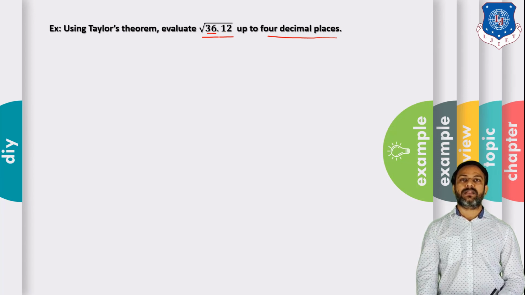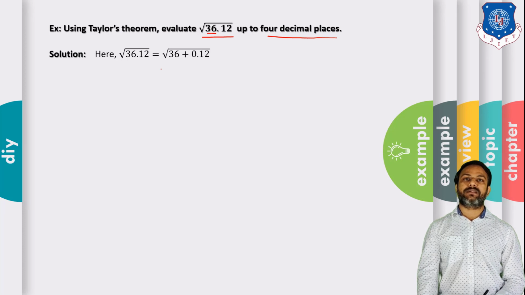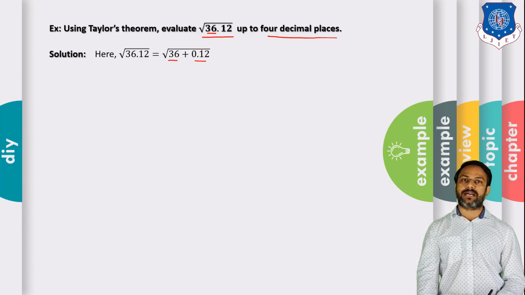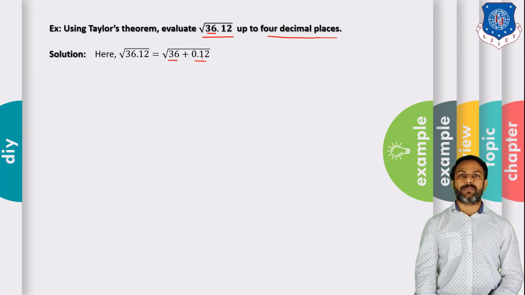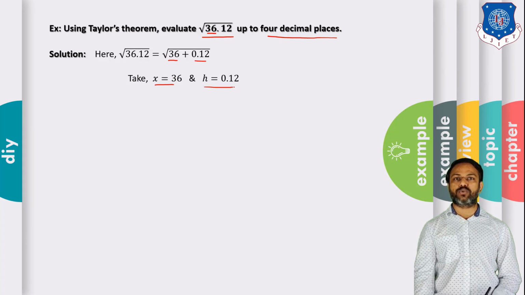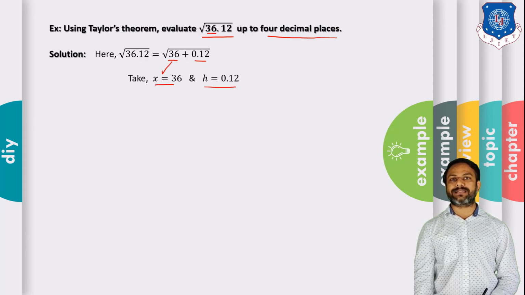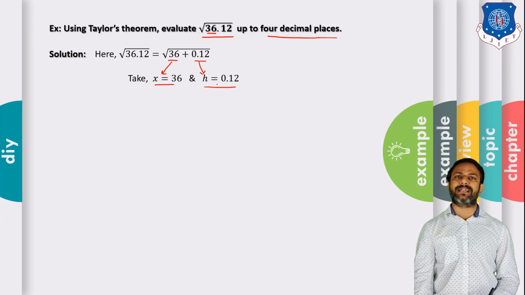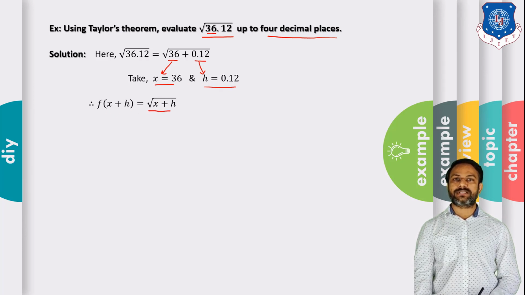Let's have a look. So here under root 36.12 is equal to under root 36 plus 0.12. 36 is the known value and 0.12 is the unknown value. So just remember this. Now take x equal to 36 and h equal to 0.12. So take the known value as x and the unknown value, since the root of 0.12 is unknown, as h. So we have the function f of x plus h is equal to under root x plus h. So this is our function.